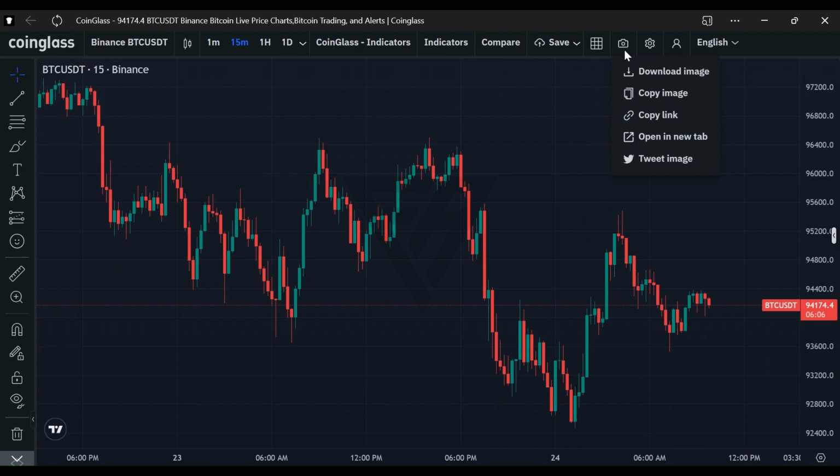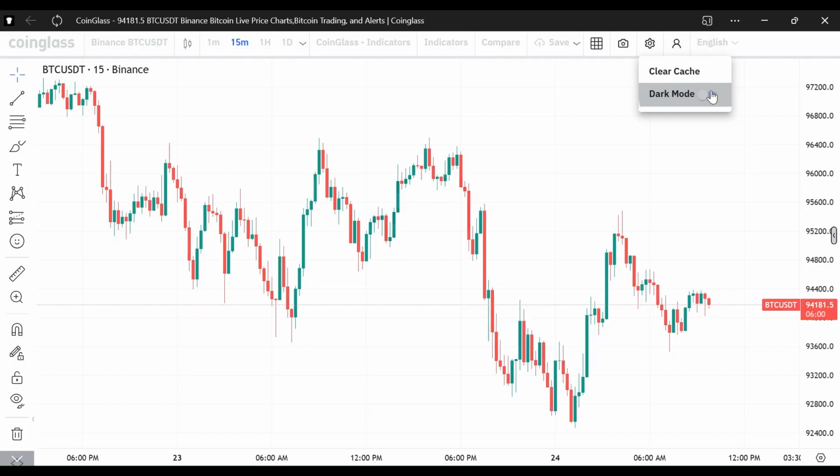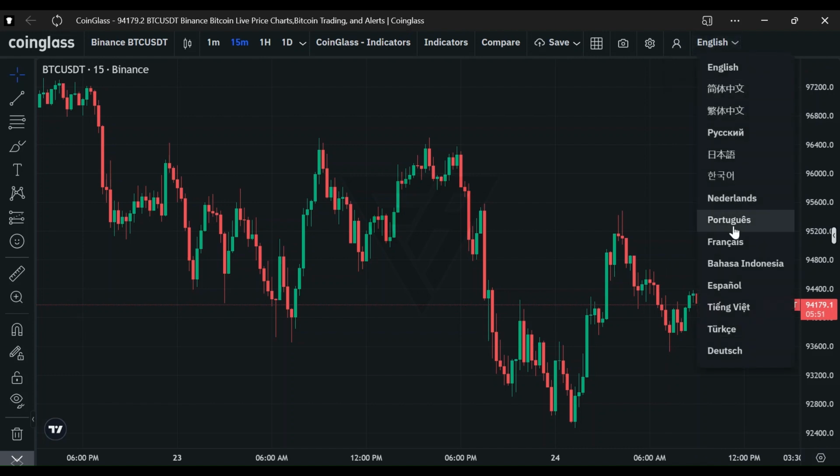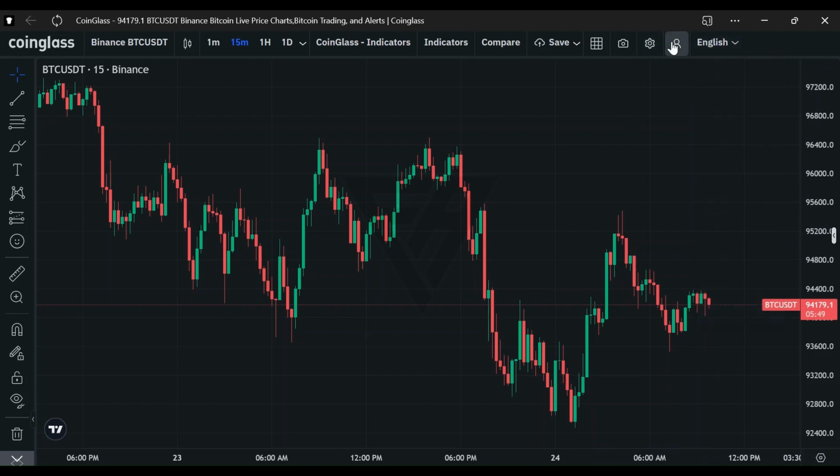Next here you can download chart images, copy images, and all that stuff. These are the settings here. You can clear cache or you can change from dark mode to light mode. Next, this is where you can log in, and here you can change the language. You can log in here if you want to make a template or anything like that, it needs a login.